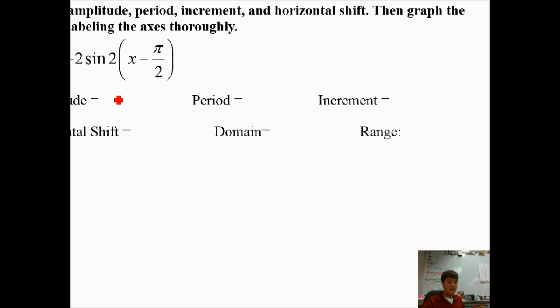Okay. So the amplitude is going to be the absolute value of -2, which is equal to 2. And the period is going to be 2 pi over 2, or just pi.